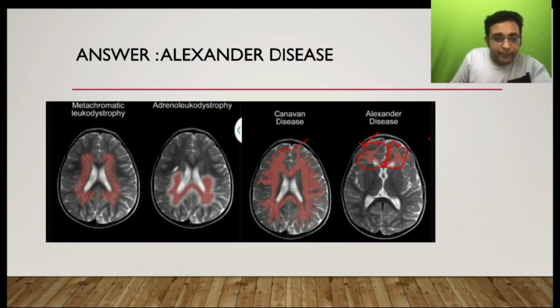Adrenoleukodystrophy, you specifically know, that will be asked. That will be posterior predominant. And metachromatic leukodystrophy will be having periventricular involvement, and there will be a tigroid pattern. You can see a tiger-like pattern.